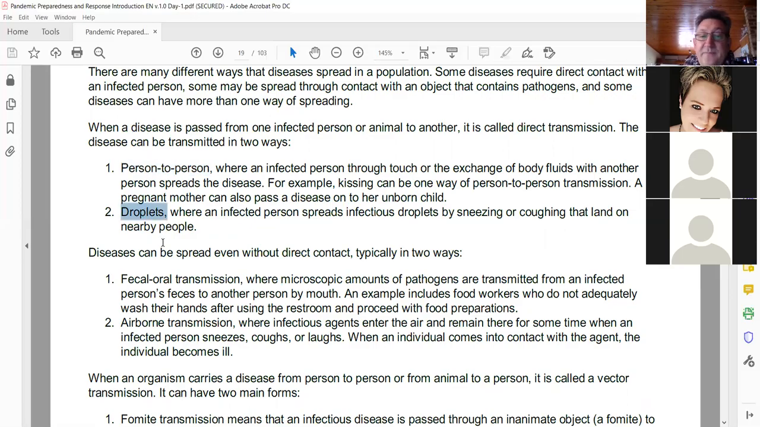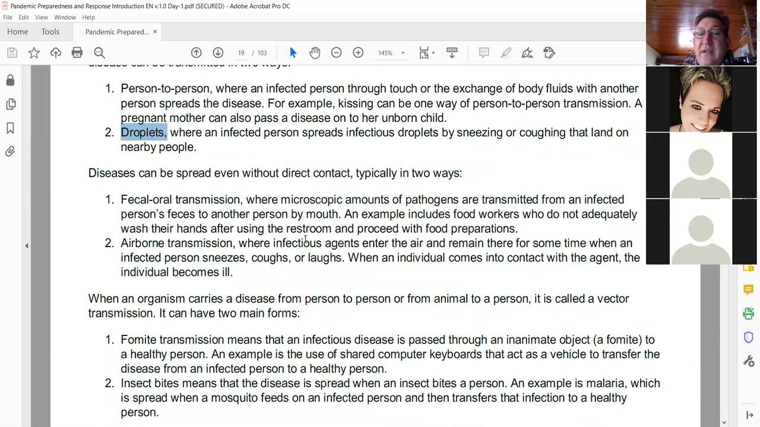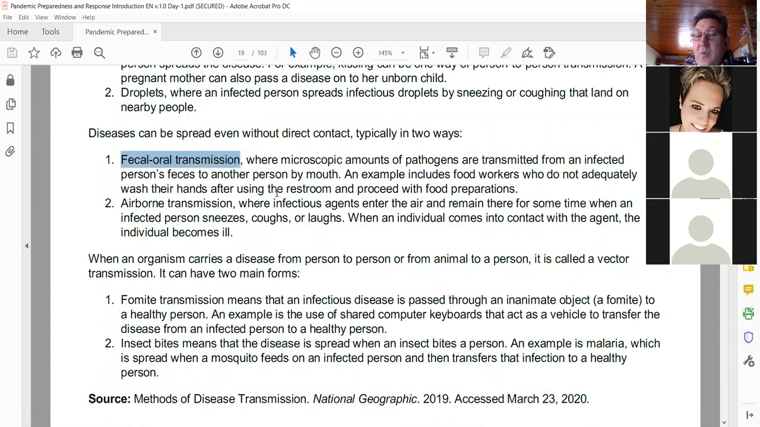We have seen droplets, where an infected person spreads infectious droplets by sneezing or coughing that land on nearby people. And then diseases that can be spread even without direct contact in two ways: faecal-oral transmission, where microscopic amounts of pathogens are transmitted from an infected person's feces to another person by mouth. You can see the examples there of washing rooms. This is why restrooms, toilets for me actually, and public toilets are the worst place to be. If you touch anything there, a door handle, you don't know who has touched that space prior to you.